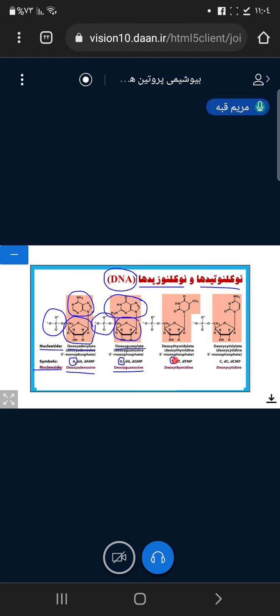When thymine is added to pentose, the name of the nucleoside is deoxythymidine.